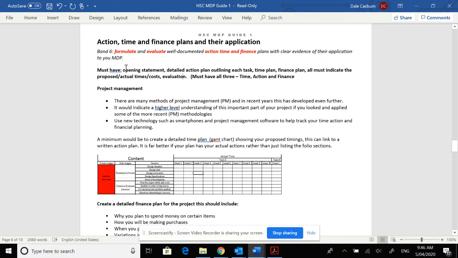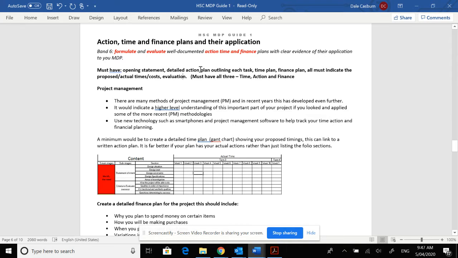The must haves in here, again, I've said it before, but an opening statement that explains why this is important is going to help the teacher to understand that you know why you're doing this. You can always delete it later if you're really running out of space, but it doesn't hurt. You might not get extra marks for it, but it helps to establish your knowledge of the area.